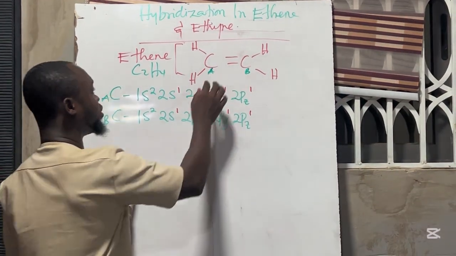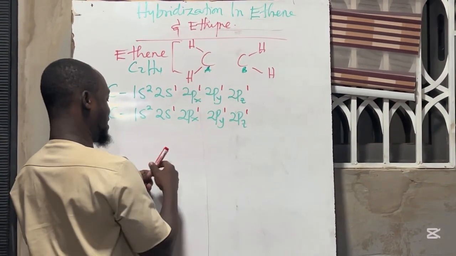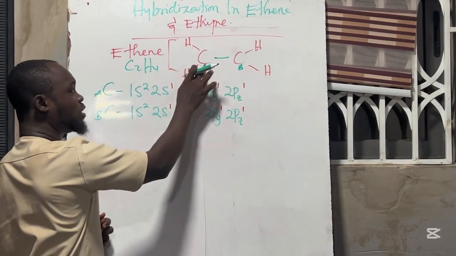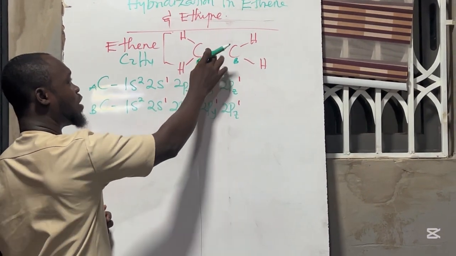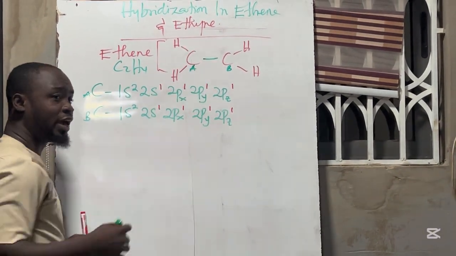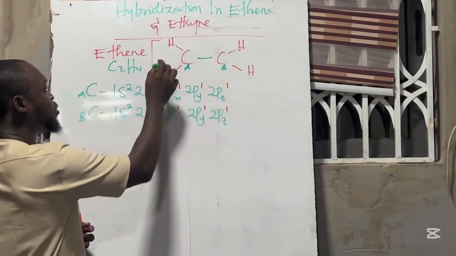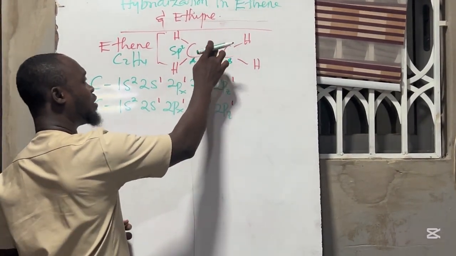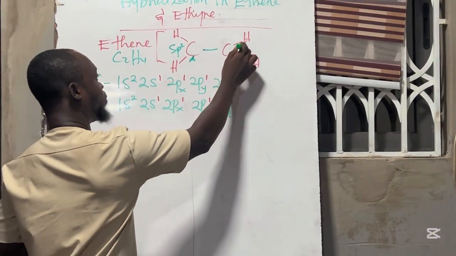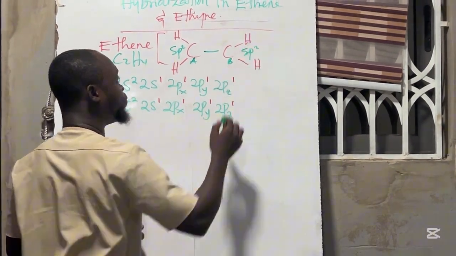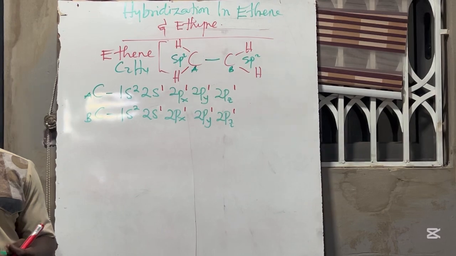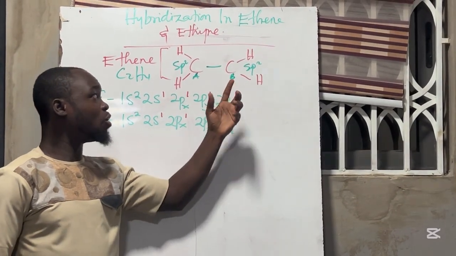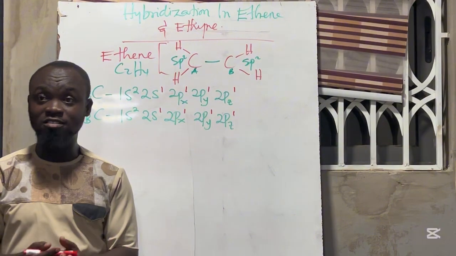So if we are to treat this double bond as a single bond, it means that once we take this carbon labeled A, it's going to have three groups, 1, 2, 3. And three groups corresponds to an sp2 hybridization. And this carbon B will have 1, 2, 3, which also corresponds to an sp2 hybridization. Is that okay? So we will then know that carbon A and carbon B are all sp2 hybridized orbitals.